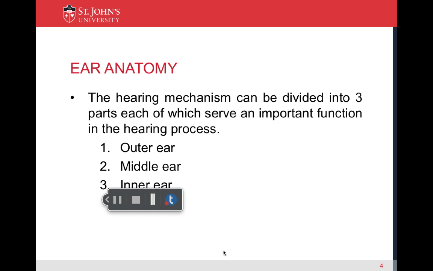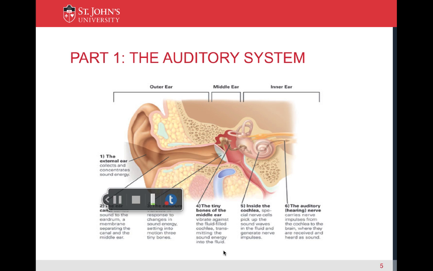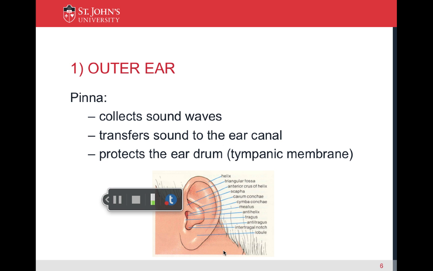So I'm going to begin by talking a little bit about the ear and how the ear works. Your ear is divided into three parts: the outer ear, the middle ear, and the inner ear. And they each serve their own function, and together they help us hear very soft sounds to very loud sounds rather seamlessly. So the first part of your ear is the outer ear.